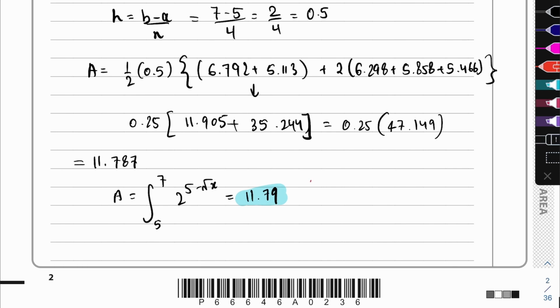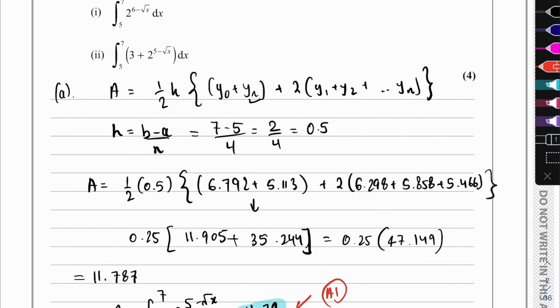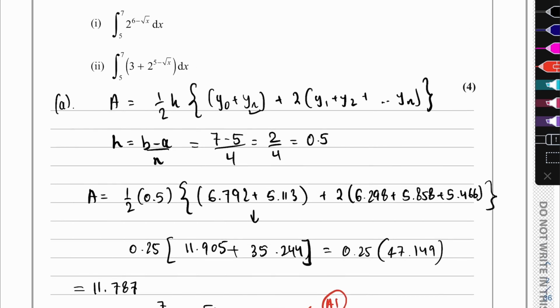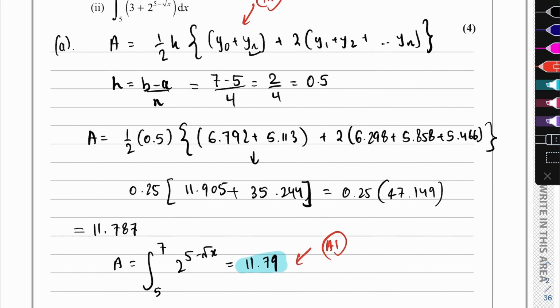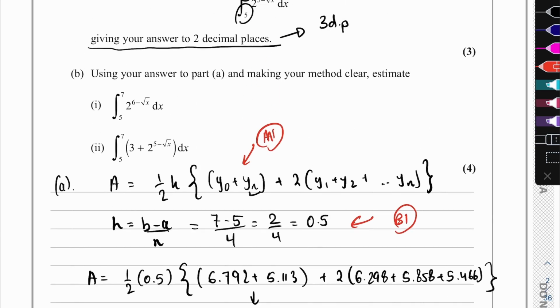So what are the marks for this? You get A1 for stating the answer, that's 1 mark. Then we get 1 mark, M1, for substituting into the formula that's given in the booklet. Then for getting the height on its own, this is a standalone mark, B1. So even if you didn't work out the area and you worked out h, you still get the mark. So that's the 3 marks.